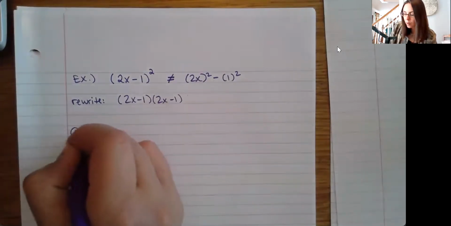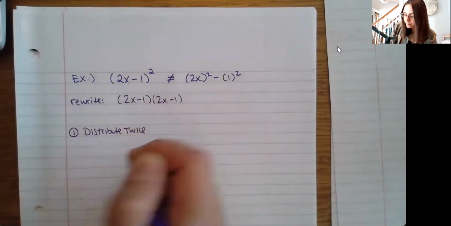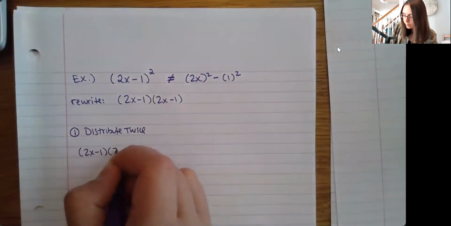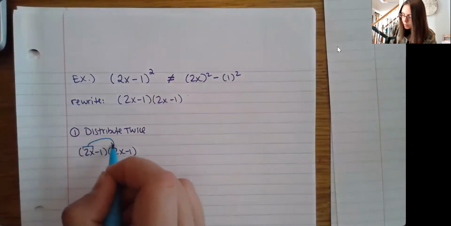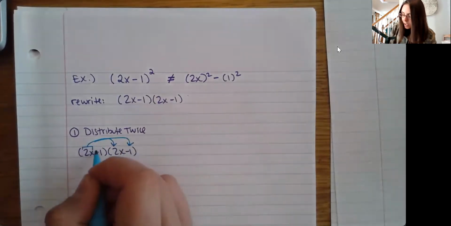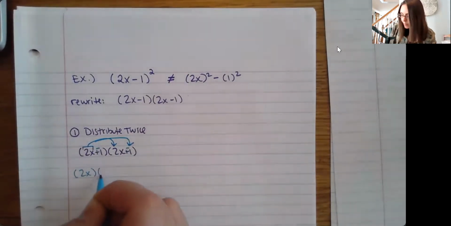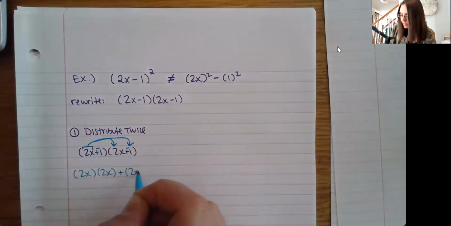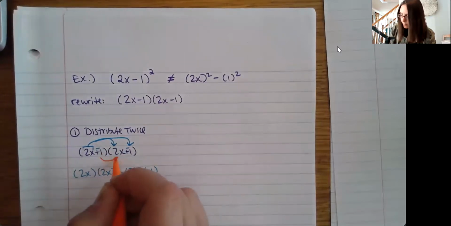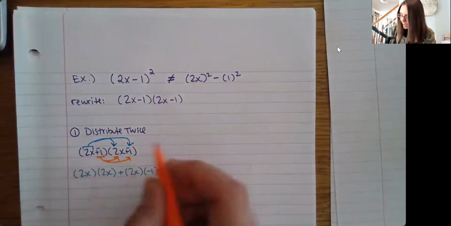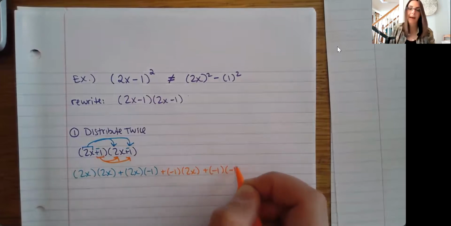So I'm going to show you that strategy one more time. So I'm going to start with this 2x here, and I'm going to distribute it to both parts. And again, I am going to just change those over so I can make sure I don't lose those negative signs. So I have 2x times 2x, and then 2x times negative 1. So I'm distributing that 2x. And then I'm going to take that negative 1, multiply it by 2x, and take that negative 1 and multiply it by negative 1 again.